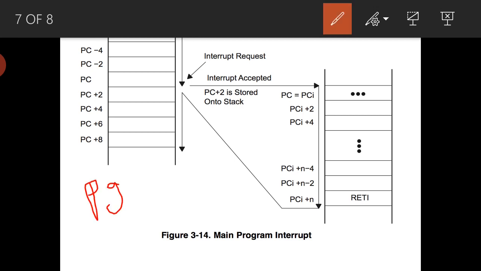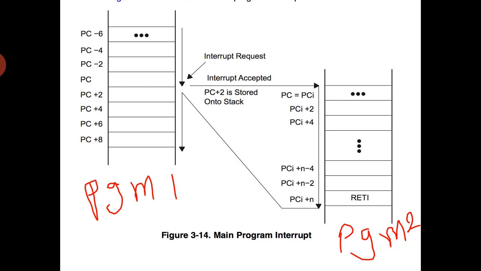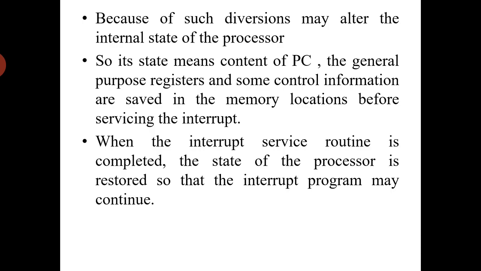Here I am taking two programs. First one is program 1 and this is program 2. Okay, so during the execution of program 1, see, these PC minus 6, PC minus 4, PC minus 2, PC plus 2, these are the addresses of the memory locations.